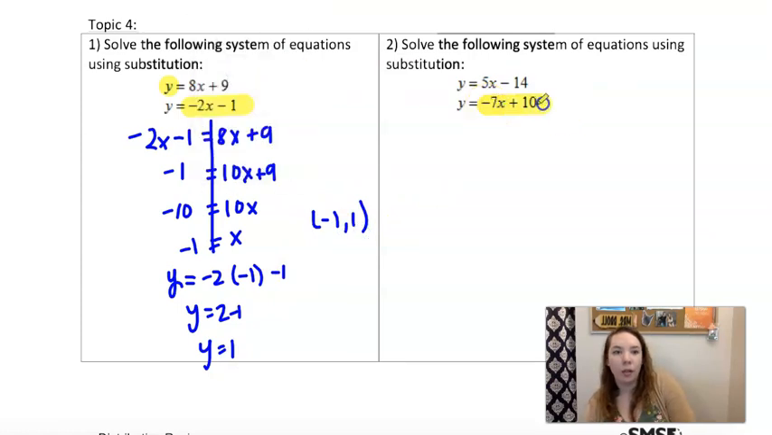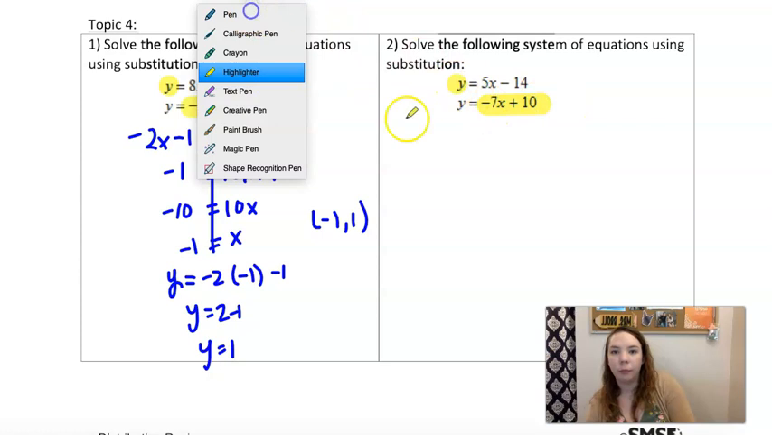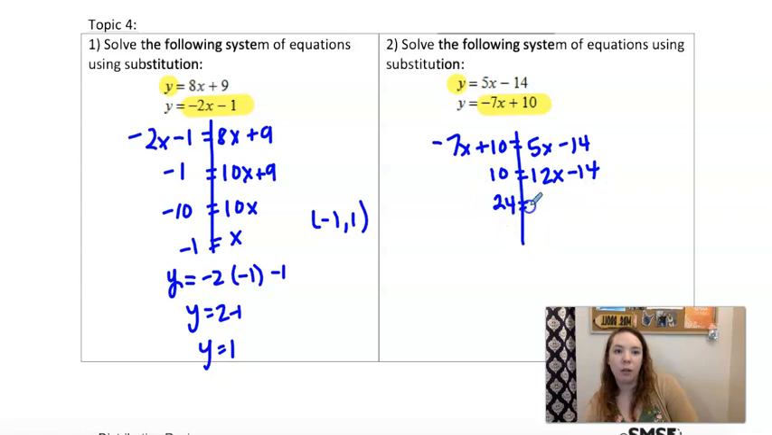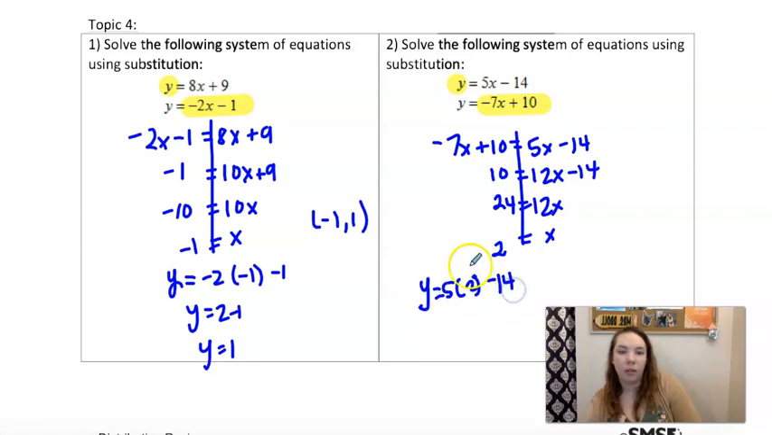This one works the same way. So if I add 7x to both sides, I get 12x. If I add 14 to both sides, I get 24. Divide by 12, I get 2. And then you can plug it back in for x. So this will give us 10 minus 14 is negative 4.